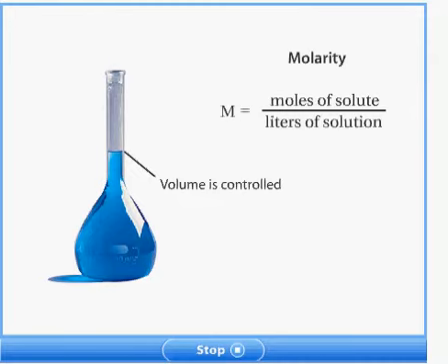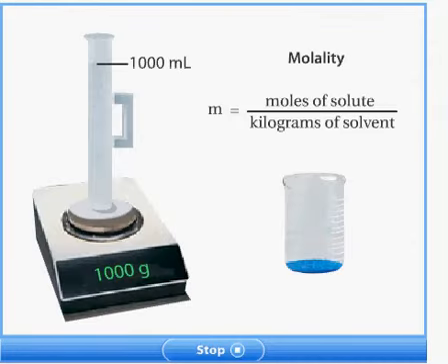Molarity expresses the relationship between the volume of the solution and the number of moles of solute. Molarity is often used in calculations involving stoichiometry. The symbol for molality is a lowercase m. Molality expresses the relationship between the mass of the solvent and the number of moles of solute.